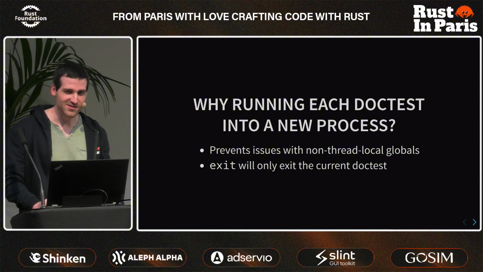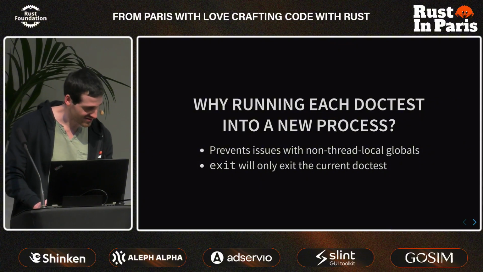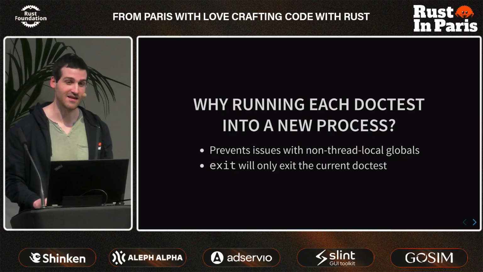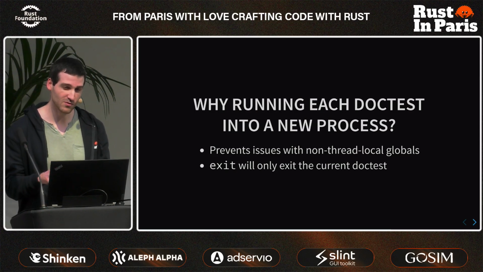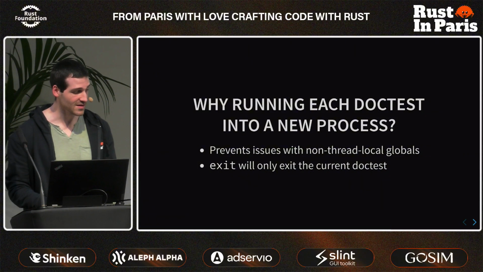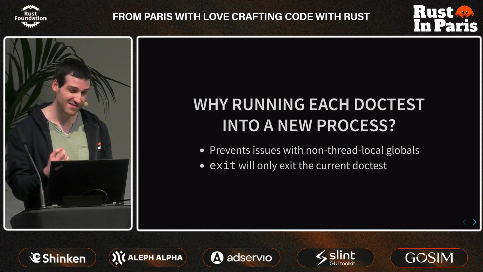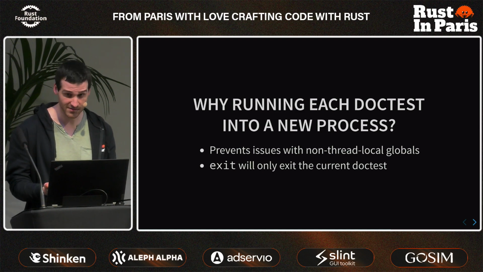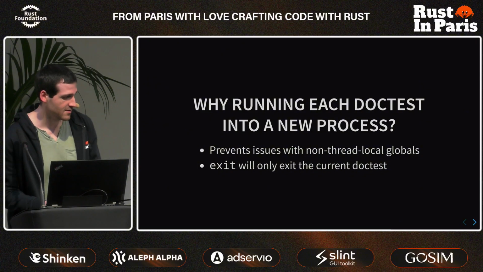So while running each doctest in a new process, the answer is because in case the process panics, you don't want to kill all doctests, just this one. So that's what we do. The other thing is that we don't want exit to actually exit everything, just the current test. I know people use exit in their doctest. I don't judge your thing.